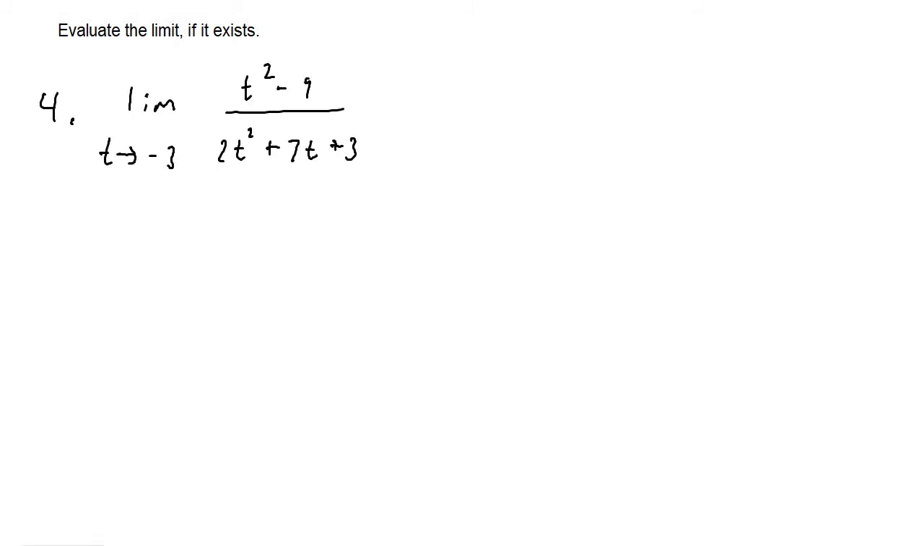So now for number 4, we have the limit as t approaches negative 3 of t squared minus 9 over 2t squared plus 7t plus 3. Obviously direct substitution comes first, so let's plug in negative 3 for t into the function. So when I do that, we'll get negative 3 squared, which is 9. So we get 9 minus 9 over 2 times negative 3 squared, or in other words 2 times 9, which is 18.